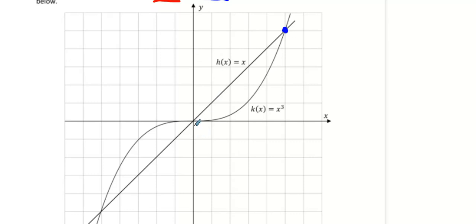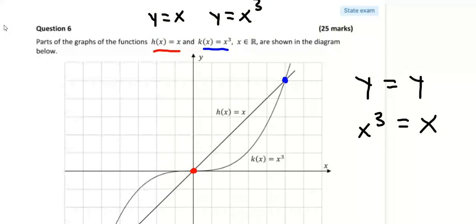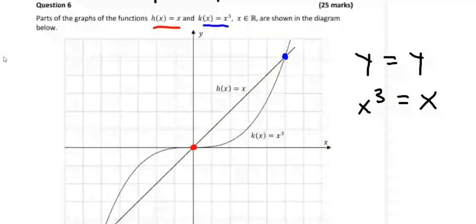We know 0, 0 seems to be one of them. There seems to be 3 points of intersection. Would you agree with that? A green, a red, and a blue. Now, when they intersect each other, the two y values are the same. This implies that x cubed is the same as x. You understand where I got that? The two formulas. X cubed equals x.